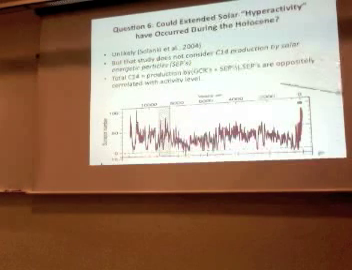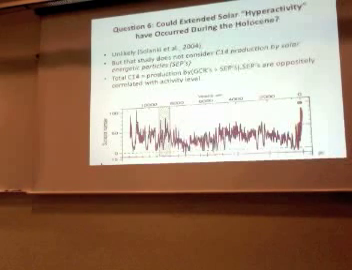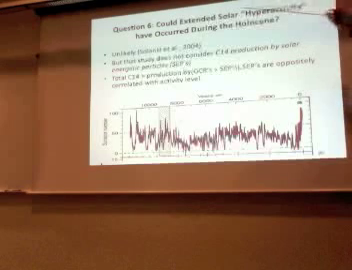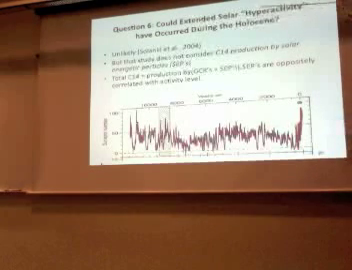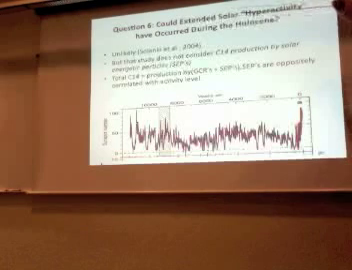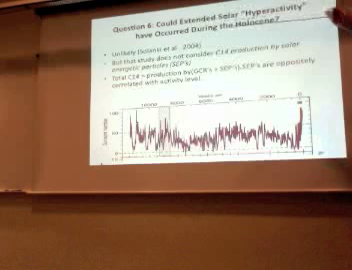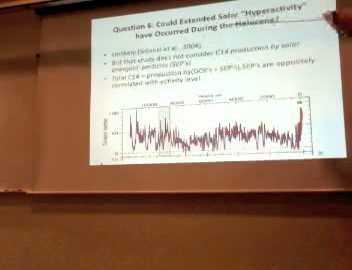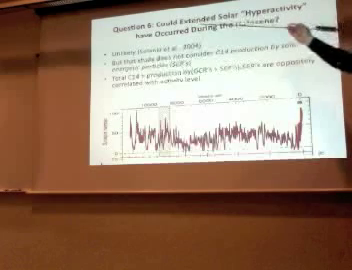Now here's another, I'm changing topics very quickly, but this is actually a related issue, which is, if you're doing dynamo modeling of the sun, how likely is it that the sun could have been hyperactive, in other words, much more active even than it has been in our recent record of solar activity, if you go back 10,000 years.